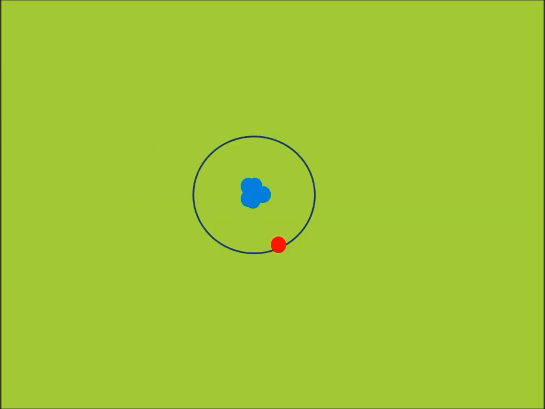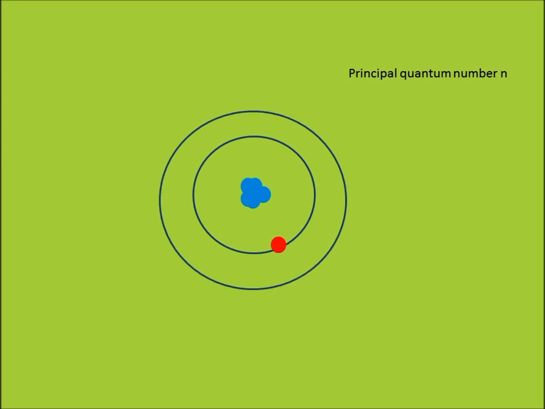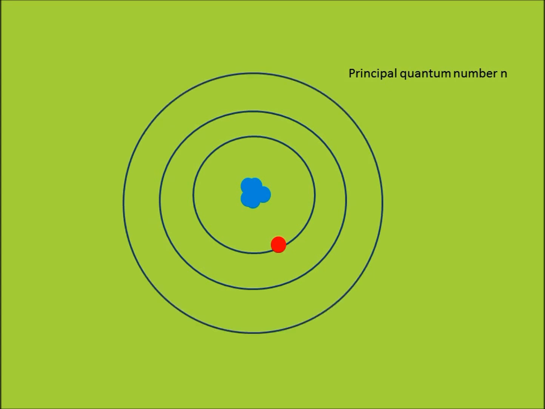Atomic orbitals are grouped into different shells, which are at different distances from the nucleus. Each shell is identified by a principal quantum number called n. When n equals 1, the lowest energy shell is closest to the nucleus. As n increases, the shells are farther from the nucleus and higher in energy, and hence can hold more electrons.